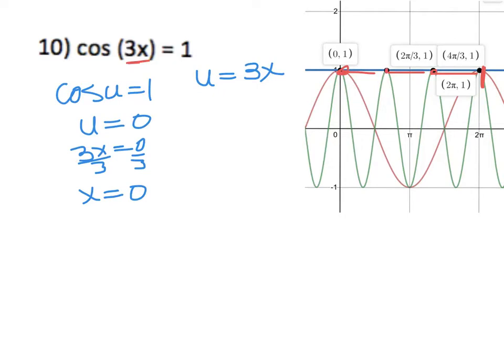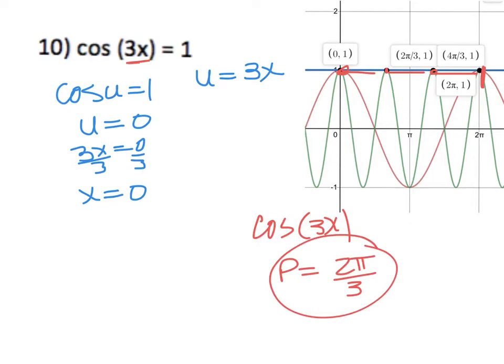Well, how do you find that? That means you have to know the period. So cosine of 3x, what is the period? Period equals 2 pi over b, and b is 3, so our period is 2 pi over 3. So basically, every 2 pi over 3, this cosine repeats. So it's 0 here, and then after 2 pi over 3, it's 0 again.